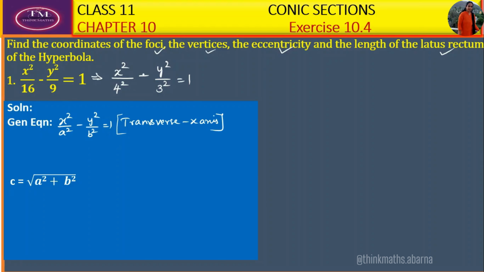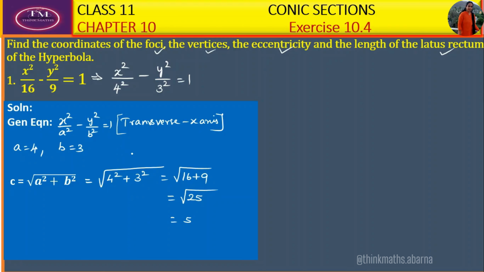Now if we compare both equations, we find a is equal to 4 and b is equal to 3, because in the place of a square we have 4 square, so a will be equal to 4. Instead of b square we have 3 square, so b will be equal to 3. Now we have to find c. c is nothing but square root of a square plus b square. So 4 square plus 3 square is 16 plus 9, which is 25. What is the square root of 25? It is 5. So c is equal to 5.